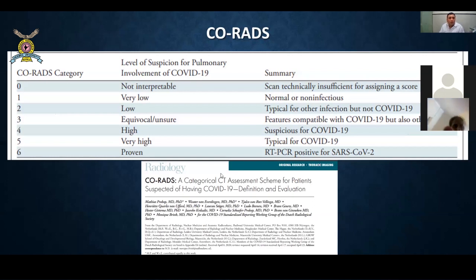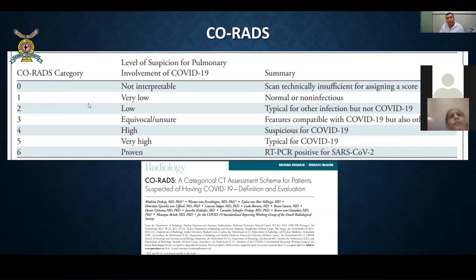So what is the CO-RADS score? It is categorized from category 0 to category 6. In category 0, the scan is not interpretable. Sometimes you may see the patient is very breathless, and you see multiple ground glass opacities which are actually related to the poor breath holding capacity of the patient. So in that case, the scan is really not reportable, and you can categorize such patients into category 0.